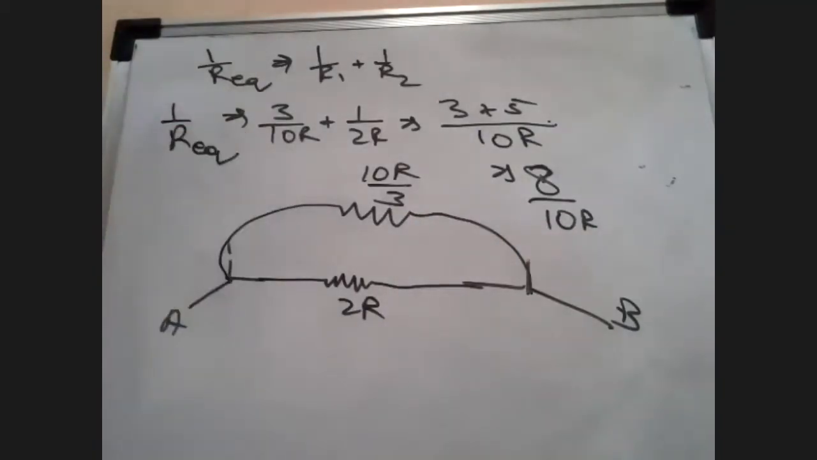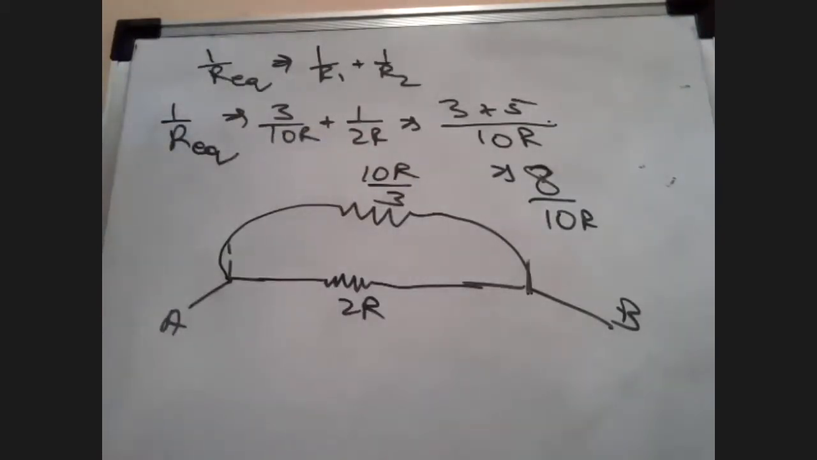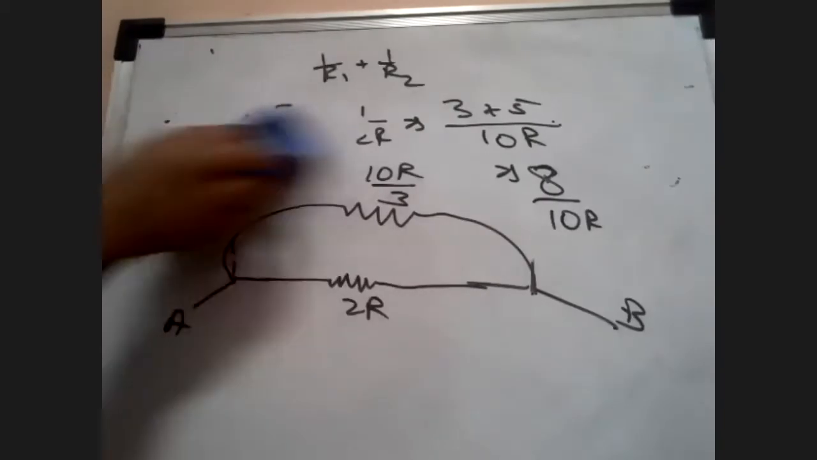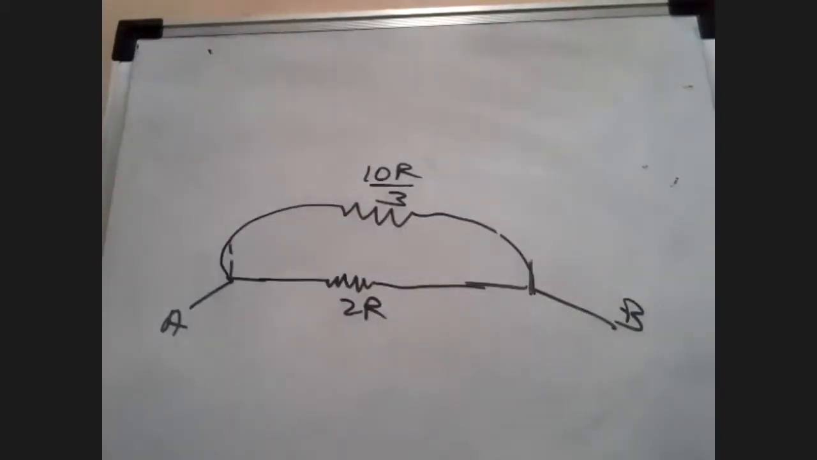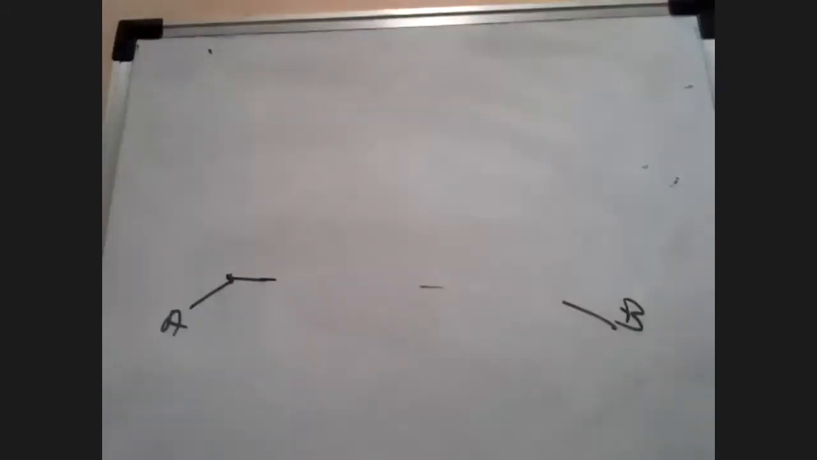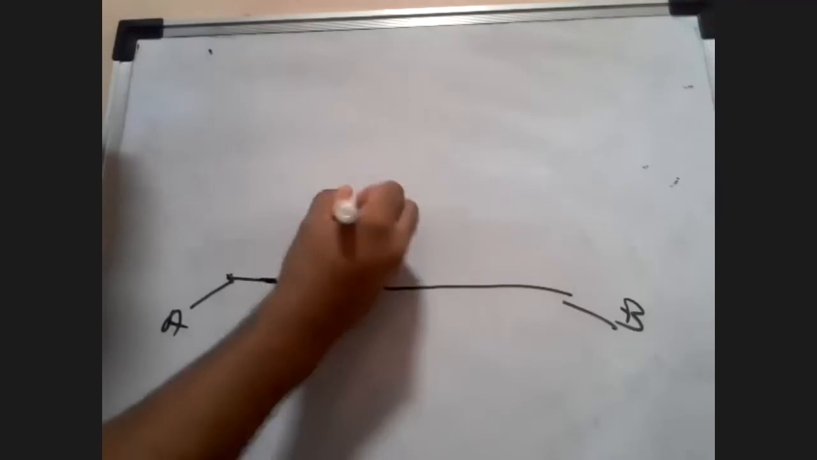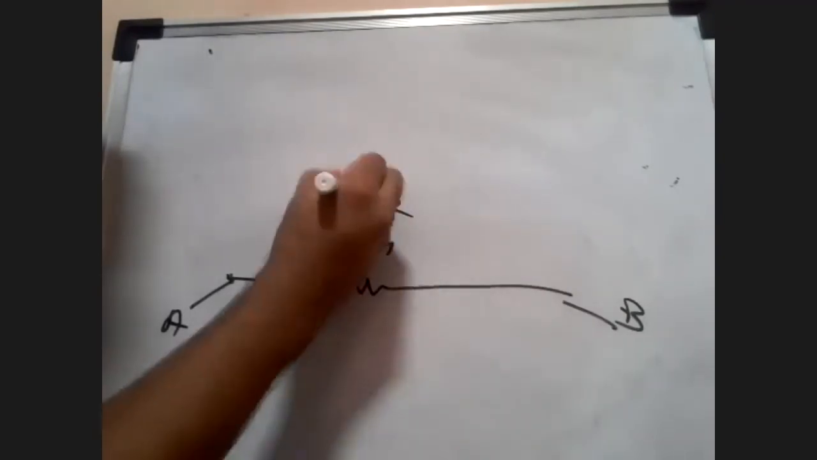That's the mistake. 1 upon R equivalent is 8 by 10R. Take a reciprocal. Don't leave it there by mistake. It is 8 by 10R means your R equivalent becomes the reciprocal of it. So 10R by 8, which is 5R by 4. So 5 by 4R.